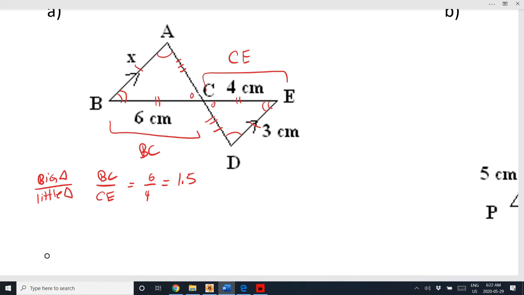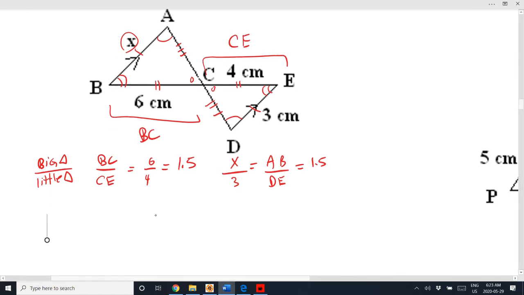So we know, what are we missing here? We're missing this big measure here. So remember, it's big over small, so we're missing X, which is big, over small, which we know is 3 centimeters. Okay, similar to this. So this is equal to A to B, and this is D to E. And this ratio here should also be equal to 1.5.